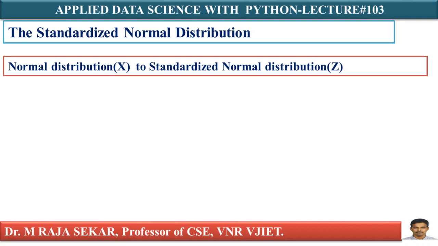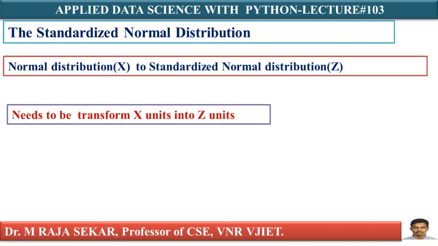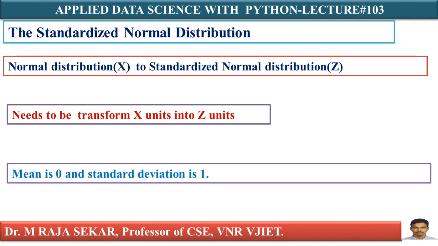One thing what you have to do, we need to transform capital X, that is random variable, to capital Z, that is standard normal variate. There is a formula Z equal to X minus mu by sigma. Anyway, we will try to understand. The standardized normal distribution has mean 0 and standard deviation 1.